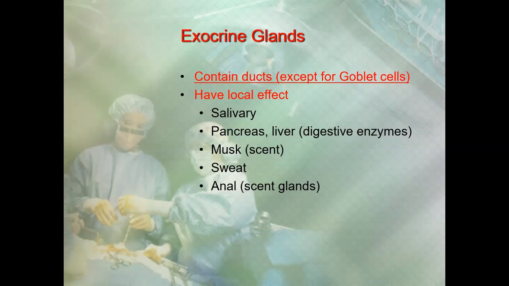So we see full body changes with our endocrine glands, because where does blood go? Everywhere. Exocrine glands are going to be localized. I have a sweat gland, and that one sweat gland affects an area immediately around it. Very localized. The one exception to the rule is our darned old goblet cell, and I'll talk about him in a second.